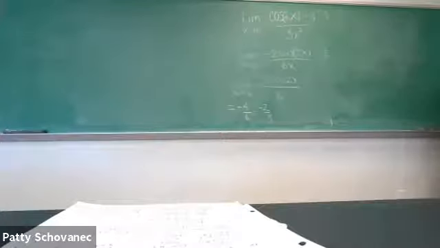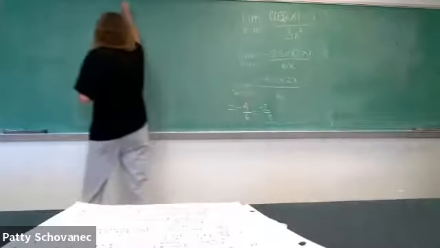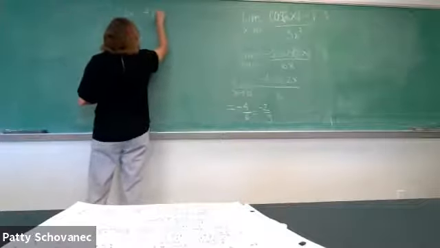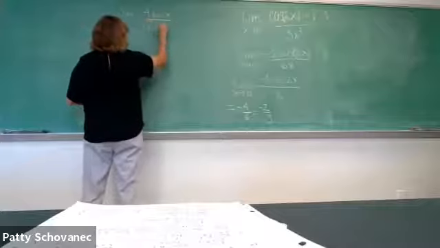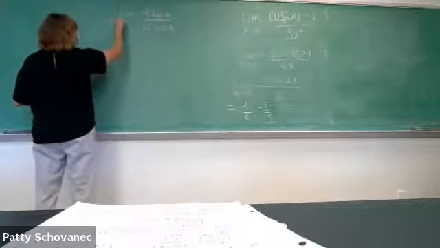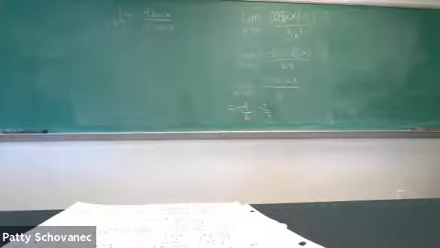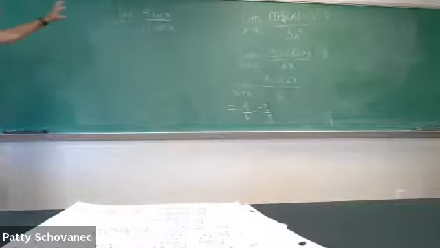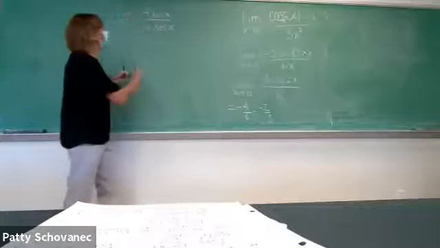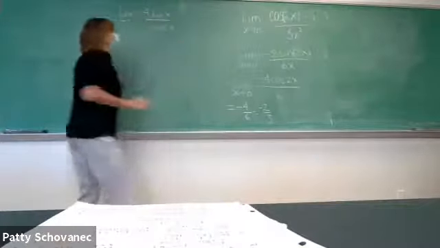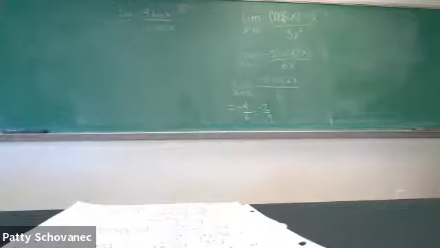All right, next one. We have 4 tangent of x divided by 1 plus secant of x, and we are going to pi halves from the left. Tangent is sine over cosine, secant is 1 over cosine, and guess what the cosine of pi halves is? It's 0. So if you're dividing by 0, that makes that expression infinite. So this looks like infinity, and so does that. Take the derivative of the top and divide it by the derivative of the bottom and see what you get there.